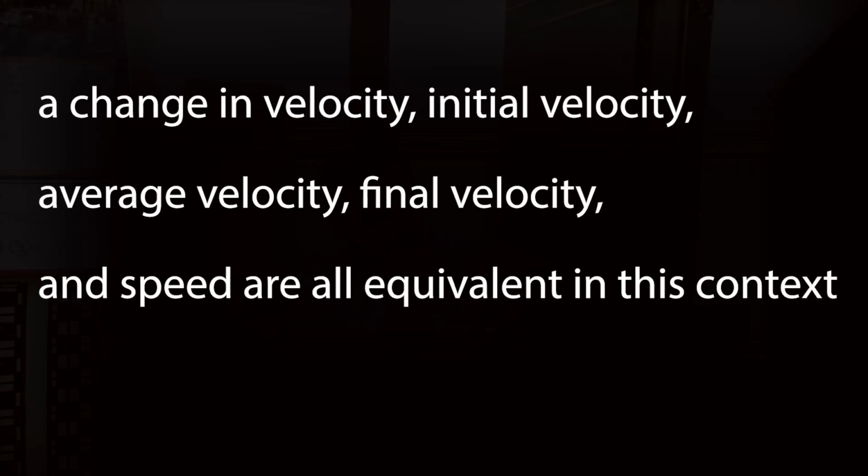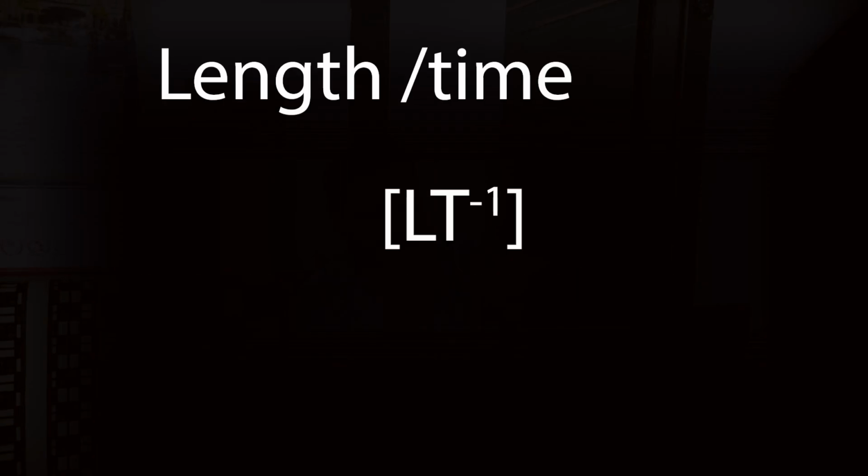Similarly, a change in velocity, initial velocity, average velocity, final velocity, and speed are all equivalent in this context, right? Since these quantities can be expressed as length per unit time, their dimensions should be LT to the power minus 1. So there will be one dimension on length and minus 1 dimension on time.